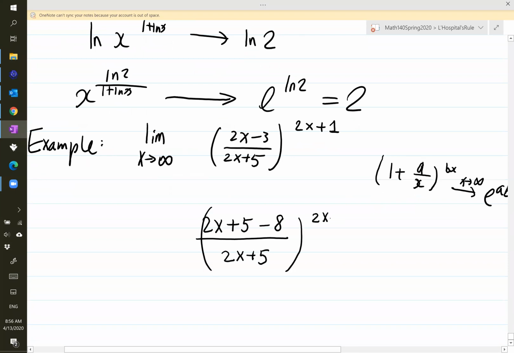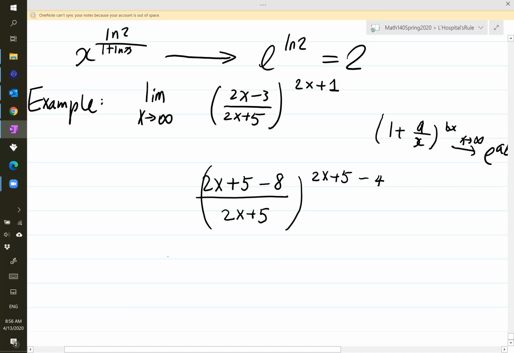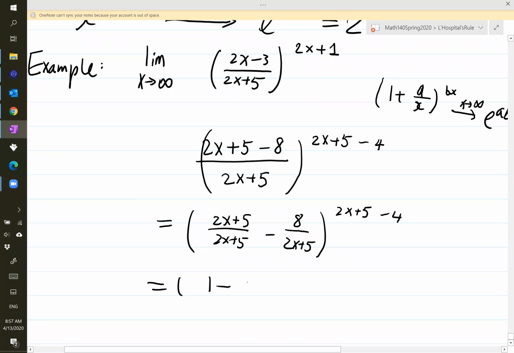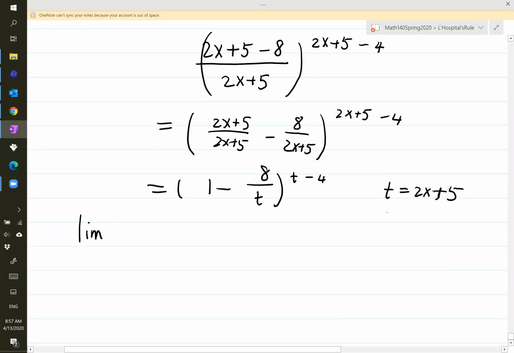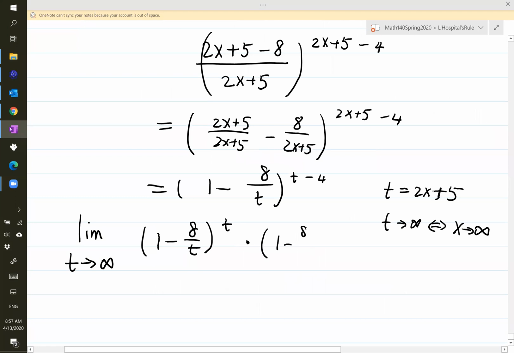We write everything out, so this is split: 2x plus 5 minus 4. So this is 1 over 8 over t, to the power t minus 4, where we let t be 2x plus 5. The limit as t approaches infinity is equivalent to x approaches infinity. They are equivalent. The finite power negative 4 doesn't matter, since it's a finite number.